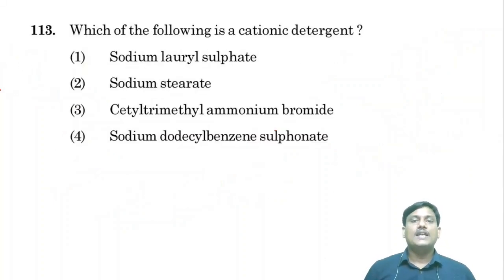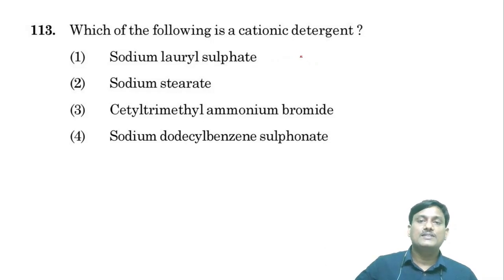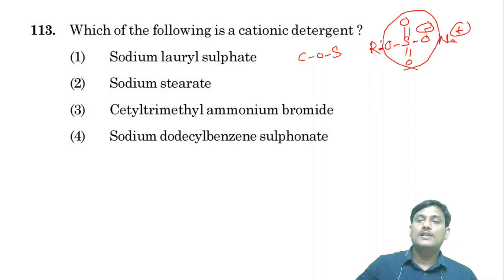Which of the following is a cationic detergent? Here, sodium lauryl sulfate has a C-O-S bond. This is the formula. This one is the head region, this is a very long chain, and this is the tail region.